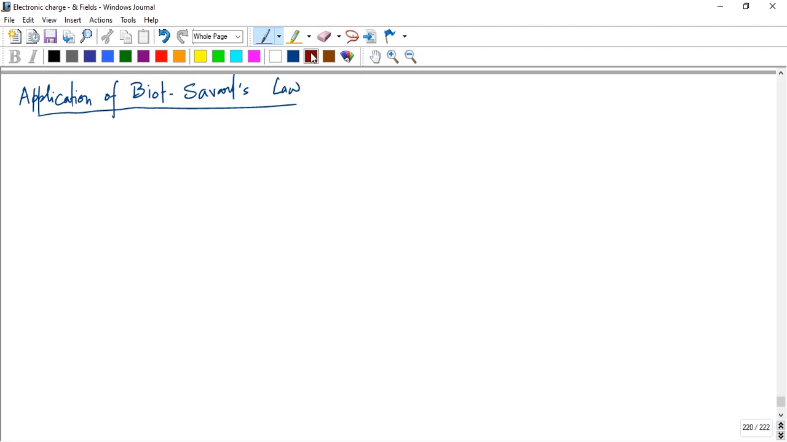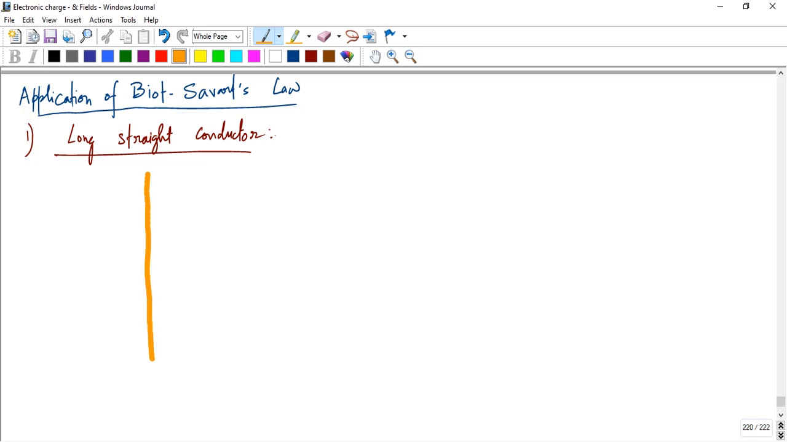Okay, so first we discuss a long straight conductor. The first application is a long straight conductor. So we choose a conductor, and suppose this is called the origin point.